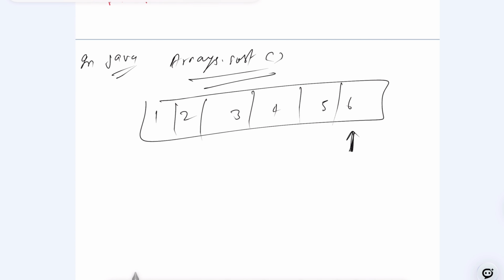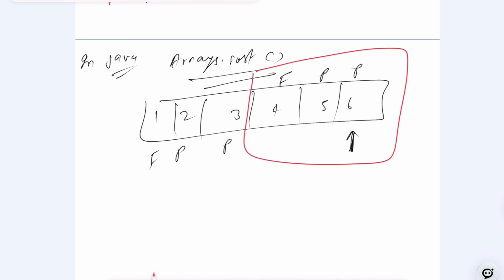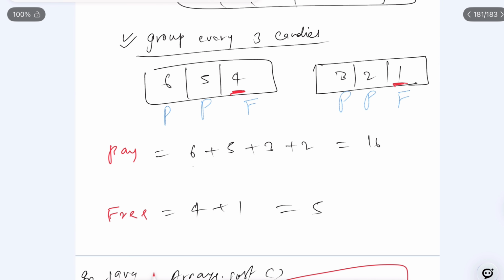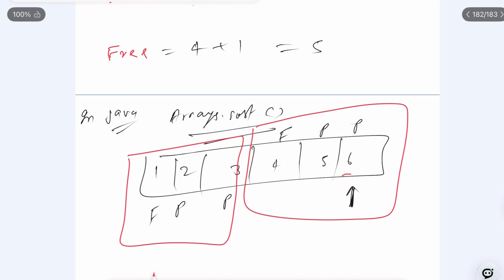Let's suppose how you will process: the very first thing you will do is p p f, then p p f again. So this becomes two groups, from here to here and from here to here, two groups of three elements, which is equivalent to the previous one, because it doesn't matter which one you are getting. We know that the first two you will pay, similarly here the first two, because we are doing it from the back end.